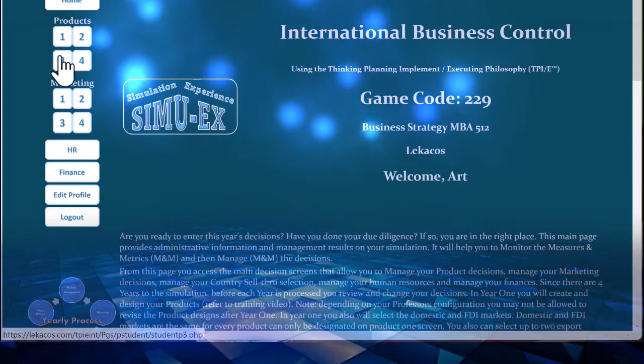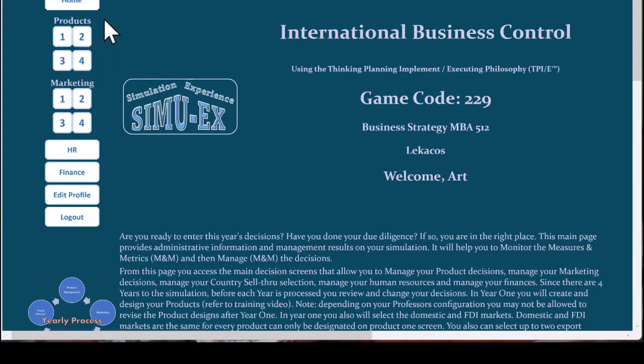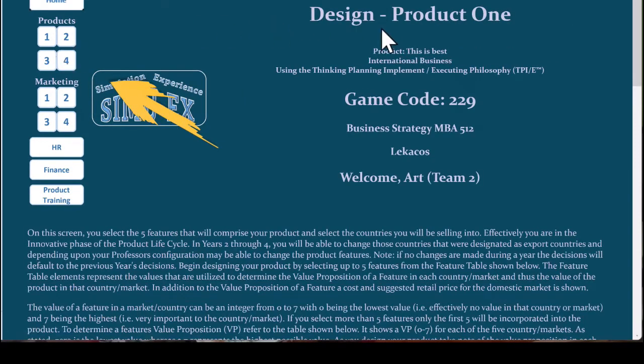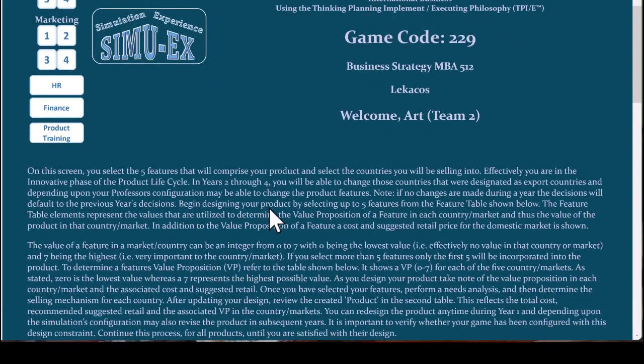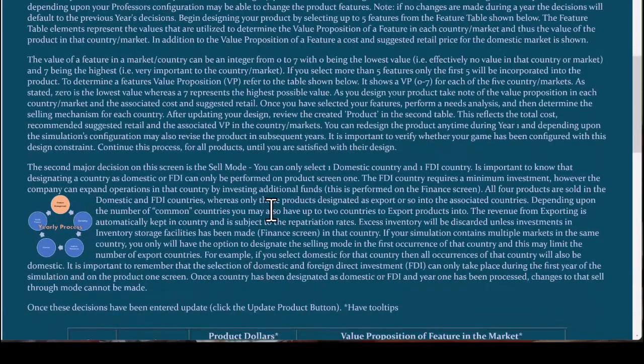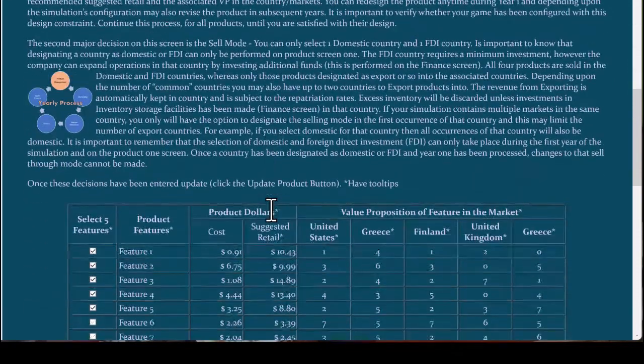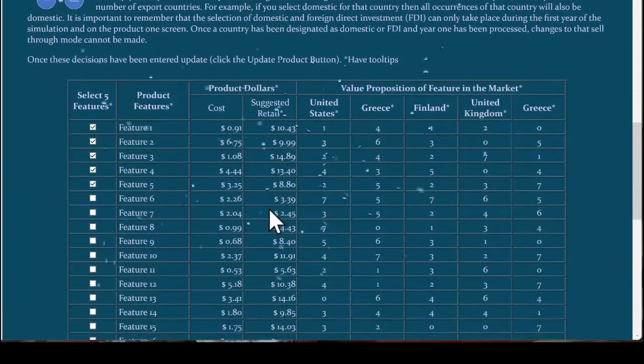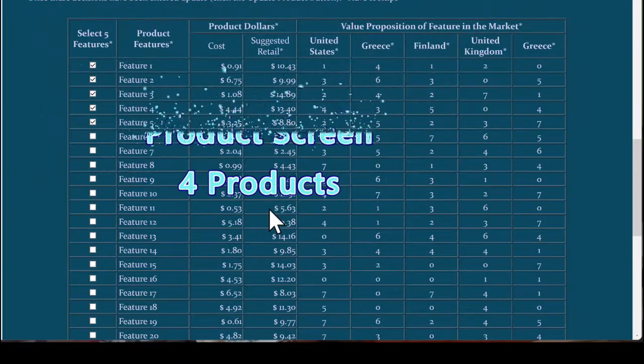After you've analyzed the current state of the corporation and its position in the market in the various countries where it's selling its products, the next step is to look at the products and ascertain: do they need to be redesigned? Do they need to be changed? Do we need to make adjustments to our export mode and so on? For that, you would go to the product screen for the specific products.